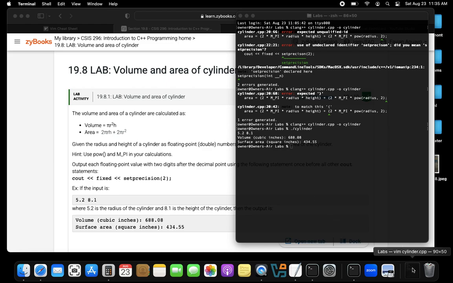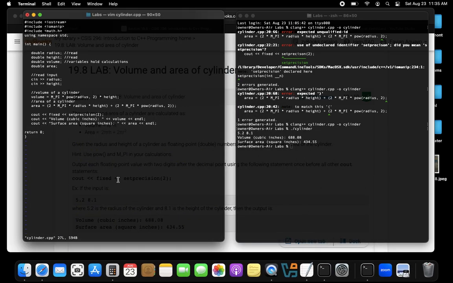Let's take a look one more time. So, this is our program. These are our variables, our read section, our calculations, and this is our output. And here we go. If you look on the other side, our input 5.2 and 8.1, which is what these character in statements are for, and then our output.